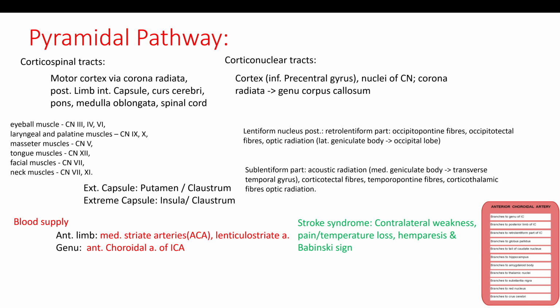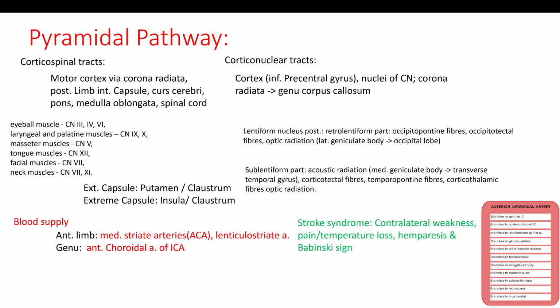Most anteriorly, we have eyeball muscles, CN 3, 4 and 6, laryngeal and palatine muscles, CN 9 and 10, masseter muscles, CN 5, tongue muscles, CN 12, facial muscles, CN 7, and neck muscles, CN 7 and 11.